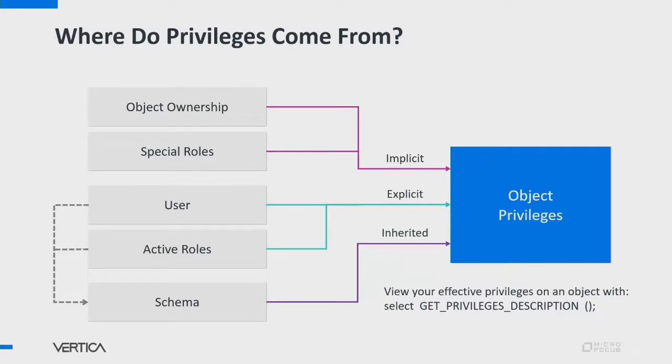Implicit privileges work through object ownership. Explicit privileges are assigned with grant statements on objects. And finally, inherited privileges are a Vertica specific feature. By default, inherited privileges are enabled at the database level, but it can be disabled. You can view your effective privileges on an object with the meta function GET_PRIVILEGES_DESCRIPTION.